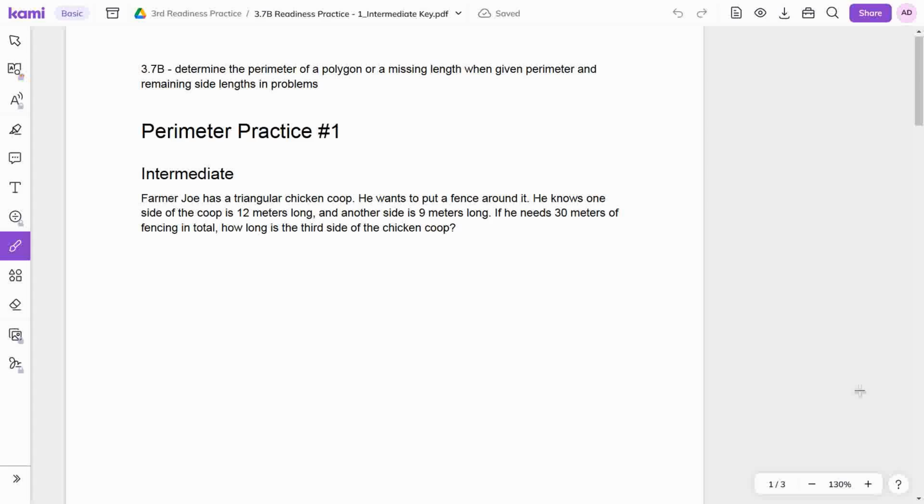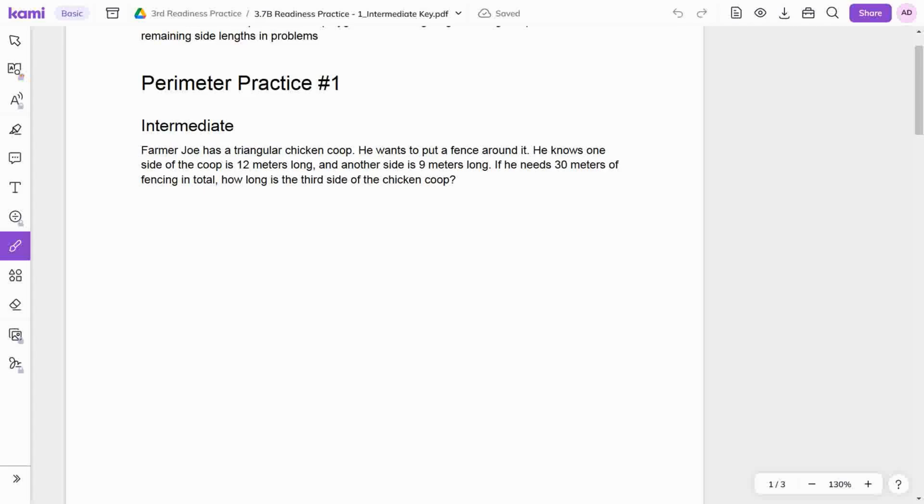So when we're talking about perimeter, we're talking about the distance around a polygon, or a two-dimensional object that is flat and that has straight sides and no openings. So we're going to start here with a triangle. And so I'm going to draw a triangle here.